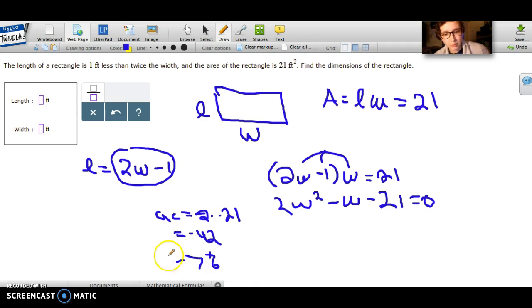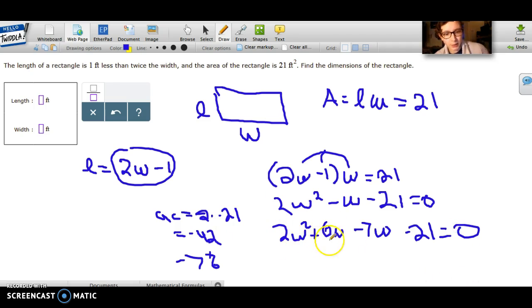So then we can split our B term into negative 7W plus 6W. And in this case, because I know negative 7 and negative 21 have terms in common, I'm going to write them the other way. So let's see. Negative 7W and a positive 6W. And then that 2W squared comes down here, and a negative 21 comes down here. And that all equals 0.